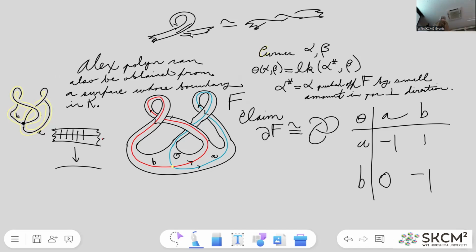So what happens to the self-linking when you represent a surface in this way is you can count the amount of writhing in the curves, and that will be their self-linking. And then you look at the linking numbers between them by pushing them off. You get this matrix. This is called the Seifert matrix.